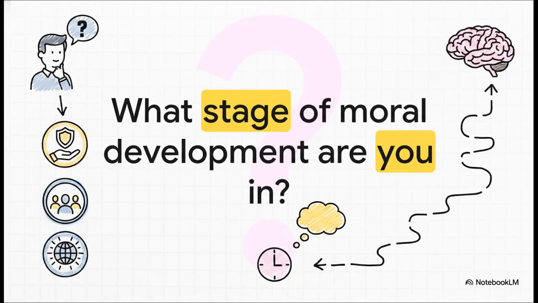Which brings us to the end of our explainer, and we're turning it right back to you. We started this whole thing by asking what you would do in the Heinz dilemma. Now that you understand the rules, the levels, and that huge focus on the why rather than the what, I want you to analyze yourself. Based on your reasoning from earlier, what stage of moral development are you actually in? Are you motivated by punishment, by society's strict laws, or by universal ethics? Really think about it. Was your answer actually about saving a human life, or were you just following the rules?